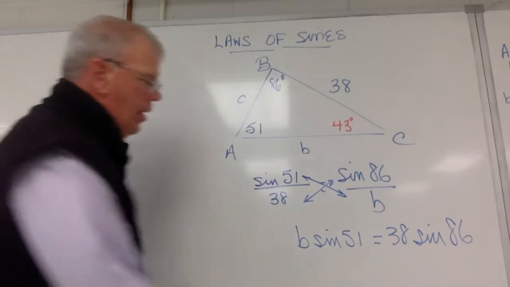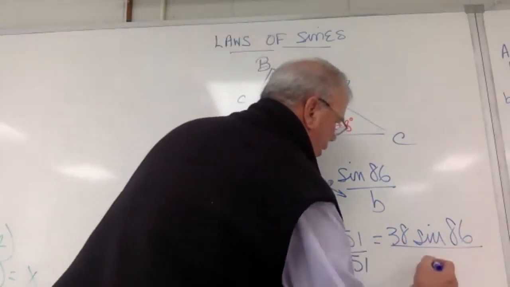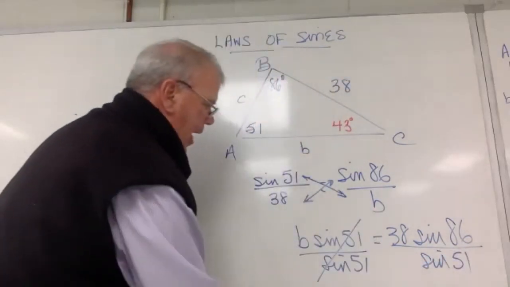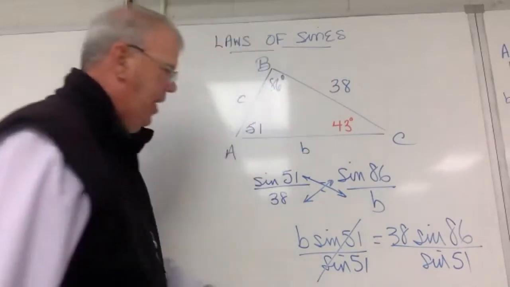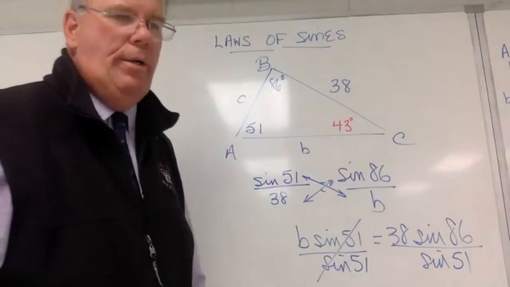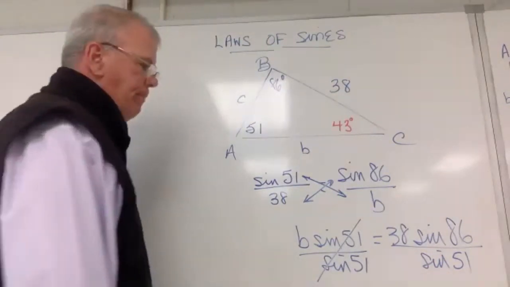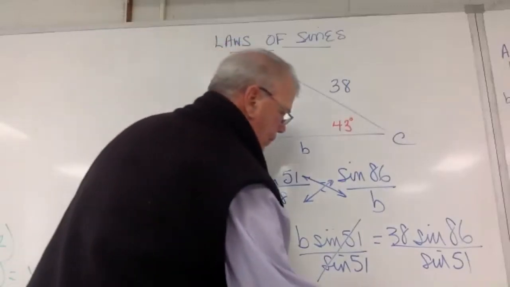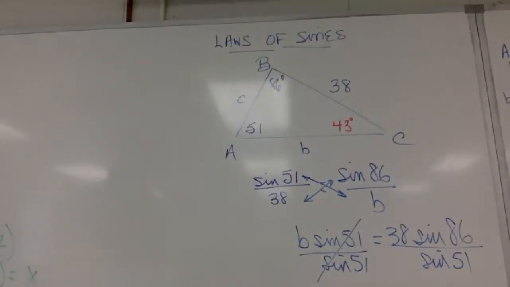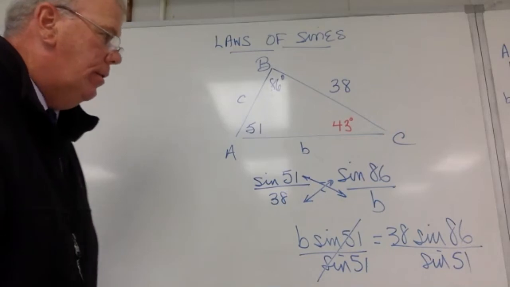Divide by the sine of 51. Divide both sides by this, and don't change those numbers yet. Just leave them in your calculator, and make sure you put the parentheses around. Then you end up with B being 38 times the sine of 86 over the sine of 51. What do you get there? 48.8, yep, very good. Does everybody understand that? Not too bad, right?